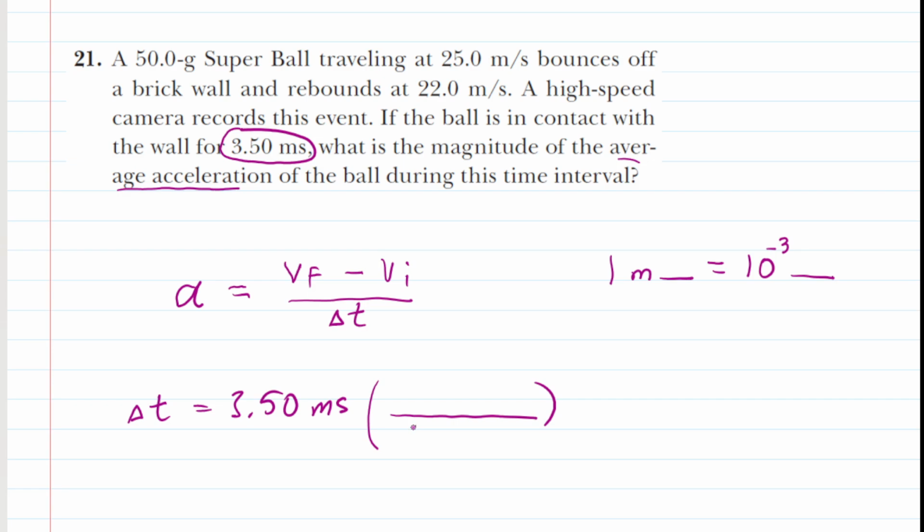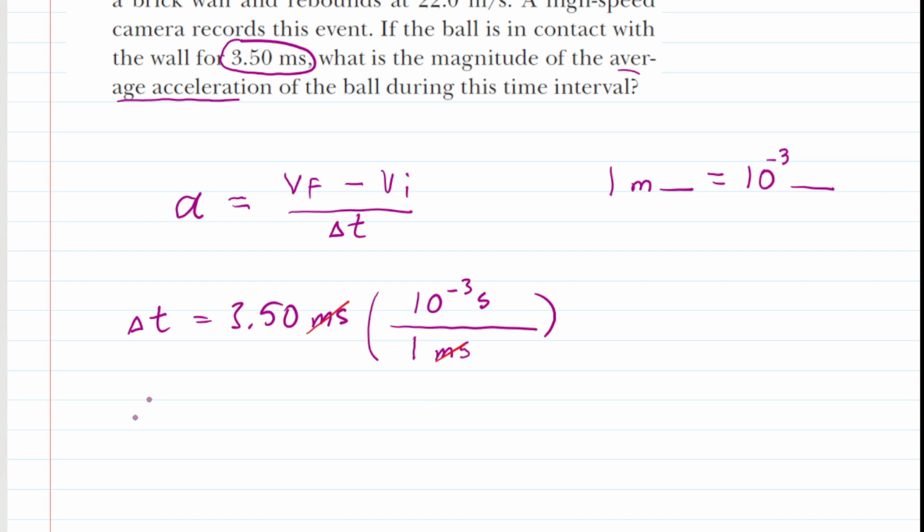On the bottom, we're going to say 1 millisecond, and then on the top, we're going to put 10 to the negative 3 seconds. We set it up in this fashion so that the milliseconds would cancel out. Now you could put that into a calculator, and if you did that, you would get a time interval of 0.0035 seconds. So that's good. We've got the time interval figured out.